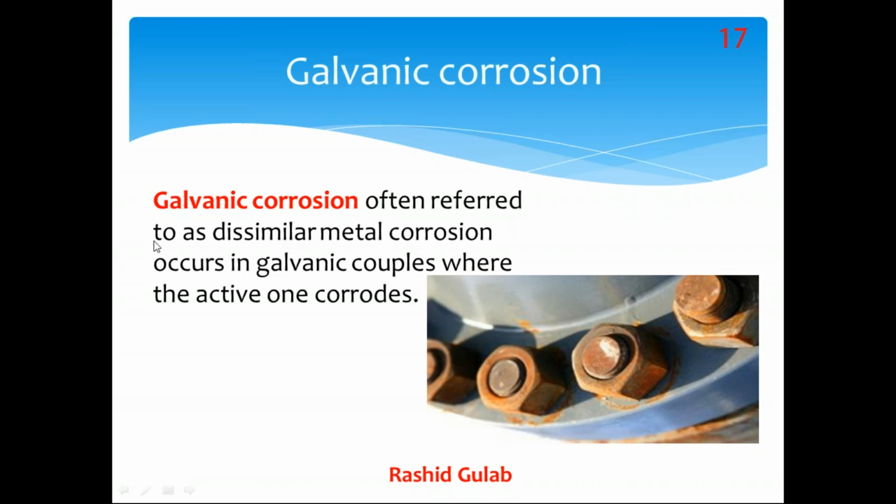Galvanic corrosion, often referred to as dissimilar metal corrosion, occurs in galvanic couples where the active one corrodes. In our next chapters or next exercises, we will learn what is active and what is passive in these metals. So you will learn easily about this one.